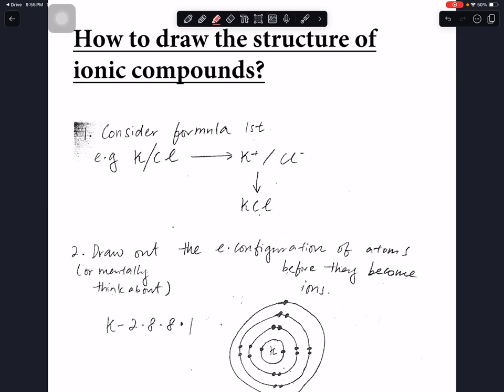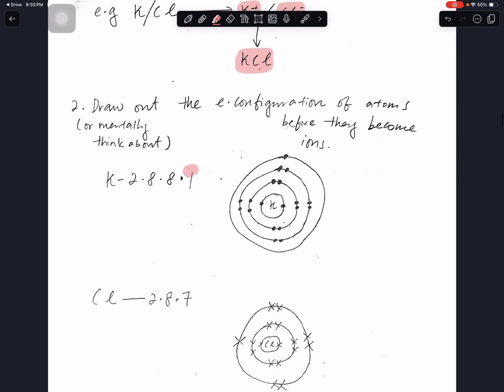So for example, I have K plus and Cl minus. We know that we will have KCl. So the K will lose 1 electron, right? The Cl will actually gain 1 electron. So over here, there will be a transfer of electrons, meaning that this electron right here for potassium will join and come into chlorine.